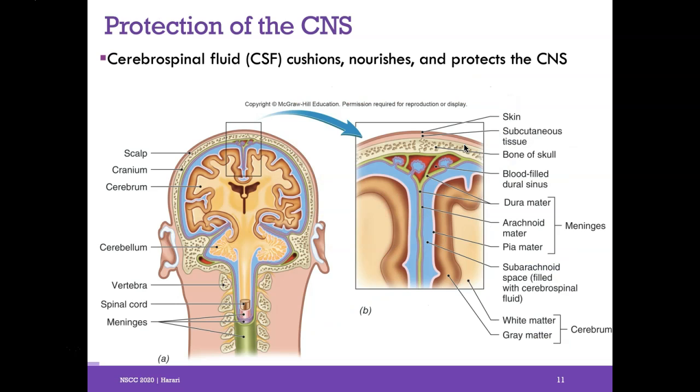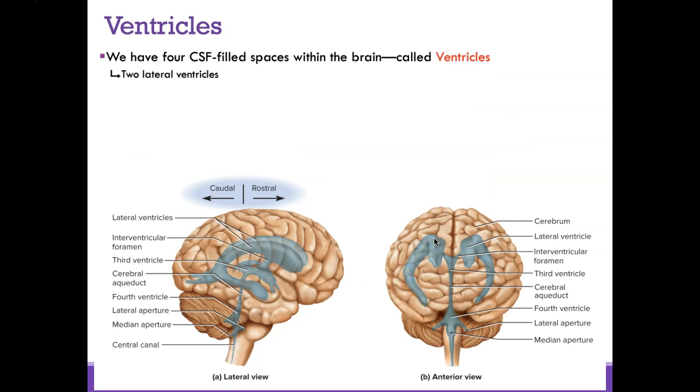So cerebrospinal fluid, CSF, is what helps cushion, nourish, and protect the CNS. So all this space that you see in blue, that's the CSF. Specifically, this is the subarachnoid space. The subarachnoid space is between the pia mater and the arachnoid mater, and it's filled with CSF. The subarachnoid space is filled with cerebrospinal fluid.